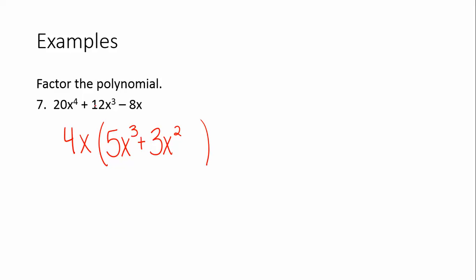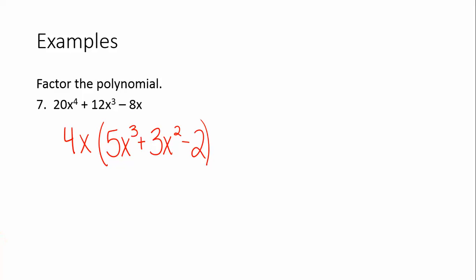4 factored away from 12 leaves us with a 3. And if I had 3 x's to begin with, I factored 1x out. I'm left with x squared. And with the minus 8x, I factored out a 4x, so that leaves me with a negative 2. The x that's back there got factored out, and 4 goes into negative 8, negative 2 times.